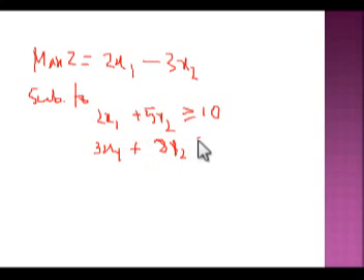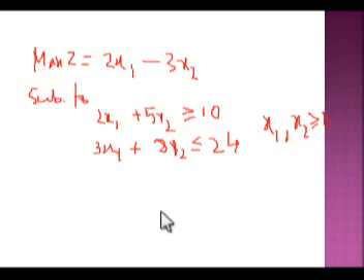This is less than or equal to a constant. Here x1 and x2 are greater than or equal to 0, as decision variables are always non-negative, greater than or equal to 0.